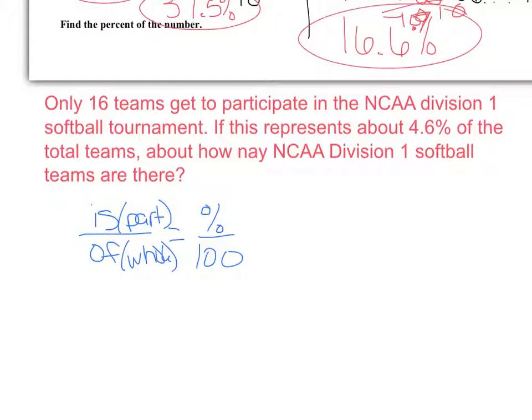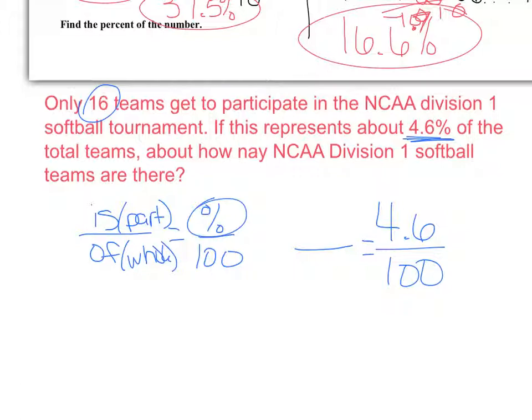Now remember, I said the easiest gap ever to fill in is the percent, and I see that I was given 4.6%. So I'm going to put 4.6 over 100. Now I need to figure out where I'm going to put this 16, because it's the only other number I'm given. That says only 16 teams get to participate in the NCAA division. I'm asked to answer about how many NCAA Division I softball teams are there. So let's think. Is this 16 teams, the given information, is that a part or a whole? Now hopefully you identified that it is a part. We are actually looking for the whole. 16 is just part of all of the teams.